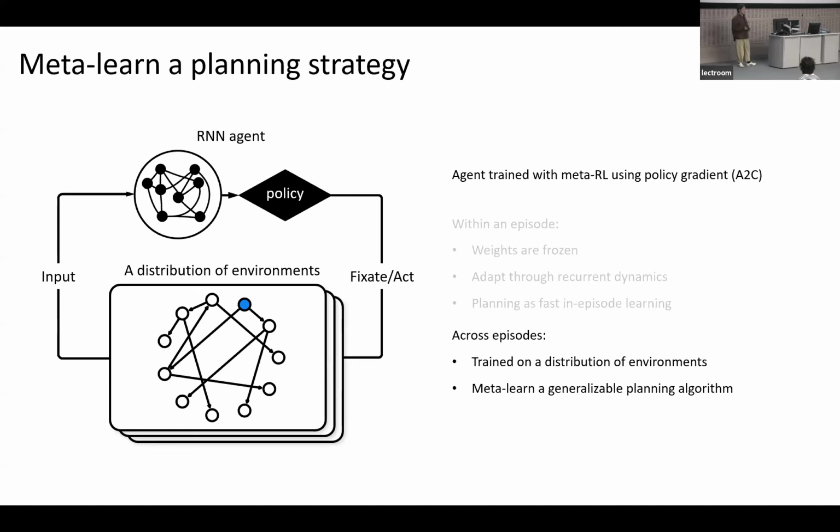Across different episodes, the agent is trained on a distribution of environments, so it can learn to extract the right inductive biases and meta-learn a generalizable planning algorithm. The goal of using meta-reinforcement learning here is to learn a planning strategy that can effectively solve the task given the constraints intrinsic to the recurrent architecture itself.